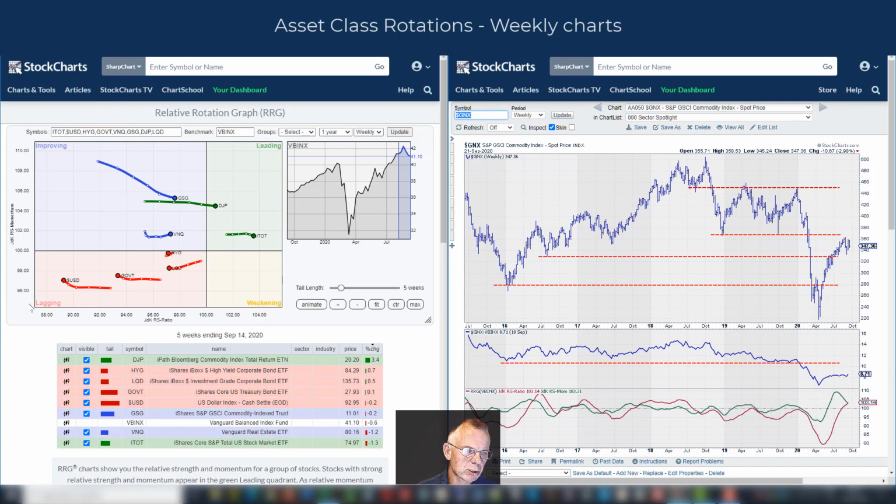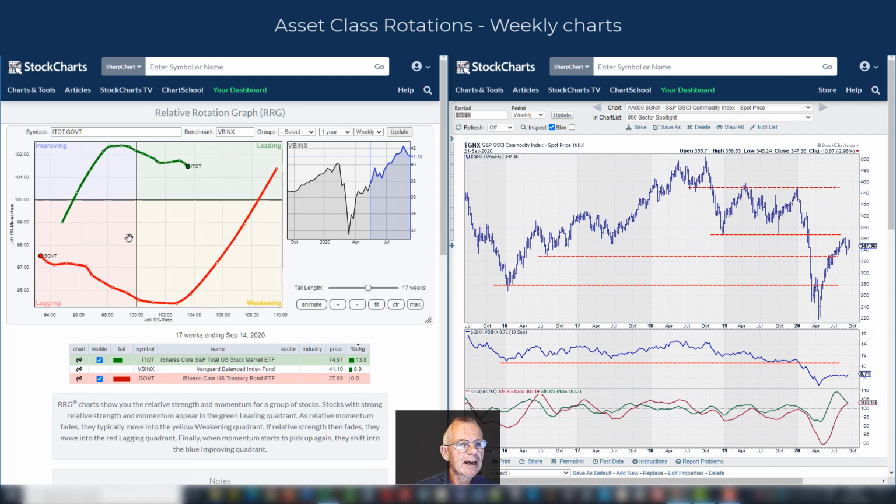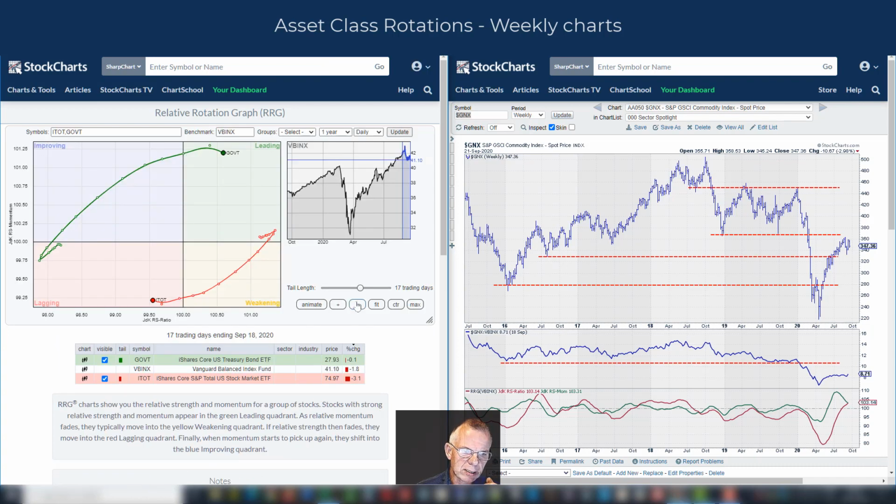Now, one thing that I want to show you is the bonds and stocks relationship, and I'm going to isolate those two on this chart, ITOT and GOVT, because it magnifies the move a little bit and makes the tails a little bit longer. You see that rotation is rolling over more in favor of government bonds over stocks, at least for the short term. This is a weekly chart, so it's looking at longer term trends. Stocks are in leading, bonds are in lagging, but the momentum is fading, it's picking up in bonds. So that speaks in favor of bonds for the short term. If we look at that on a daily basis, we see that magnified a little bit better.